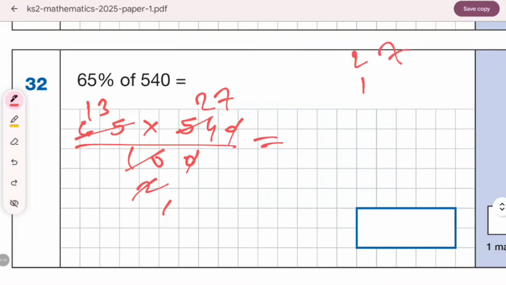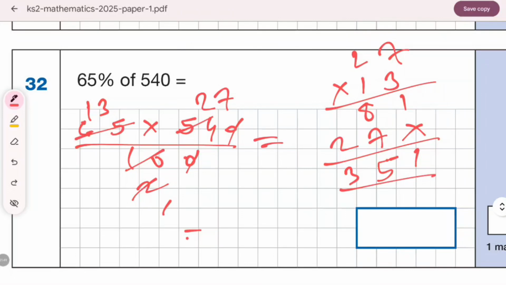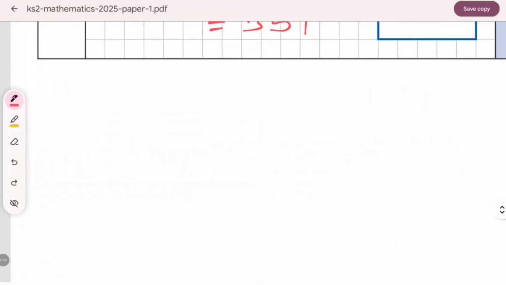So when we multiply 13 into 27, we will get 3 times 7 will be 21 and this will be 8. 1 times 7 and this will be 2. So when we add it we will get the answer as 351. That is the correct answer for question number 32.